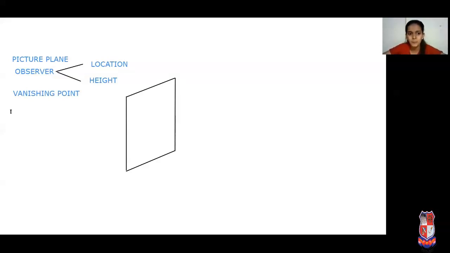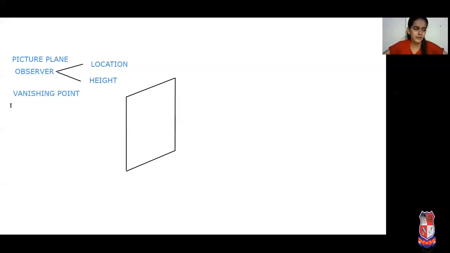So vanishing point is nothing but the point where the sets of parallel lines, which are actually parallel but appear non-parallel only in perspective view, merge at a point. That point is known as vanishing point.